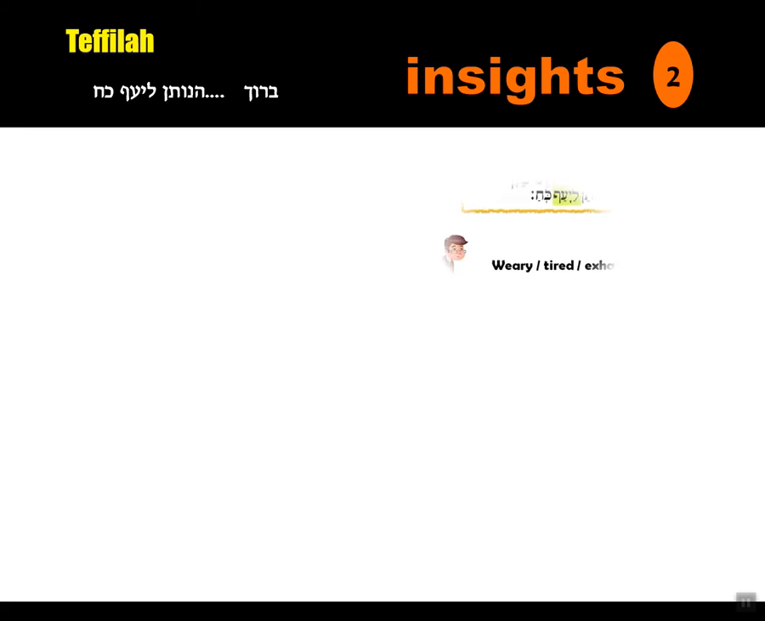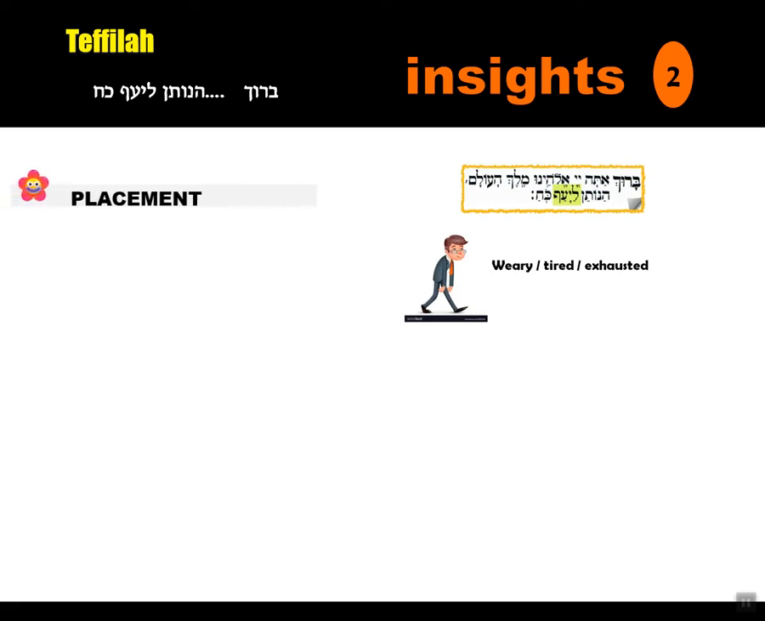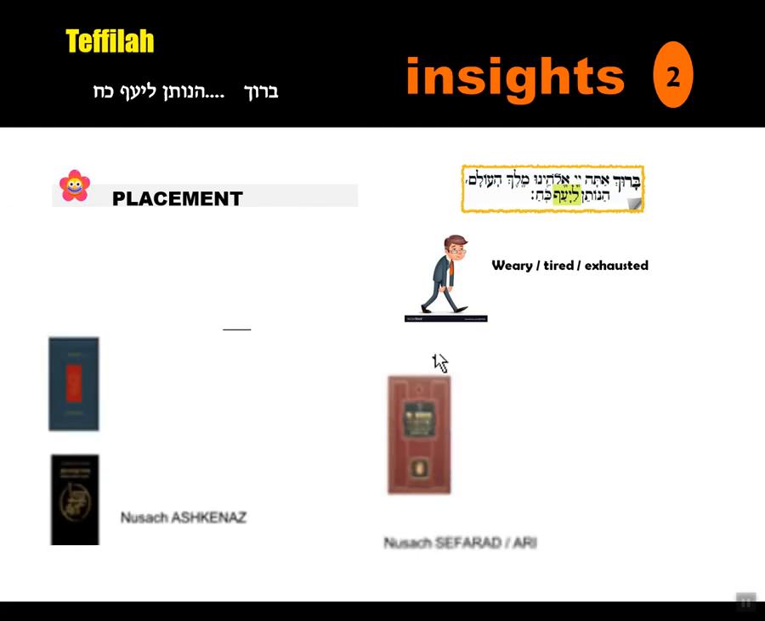This panel will be an extension to the previous panel that looked at the textual basis for the bracha of Hanotein Le'ayef Koach. In this panel we shall be looking at the placement, the locating of this bracha according to the Minhag Ashkenaz and Minhag Sefarad Ari.